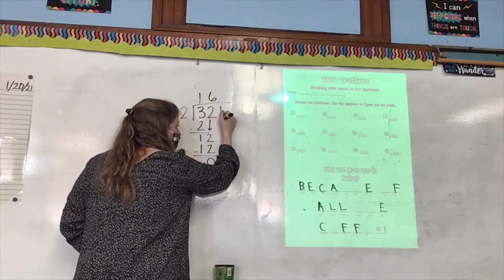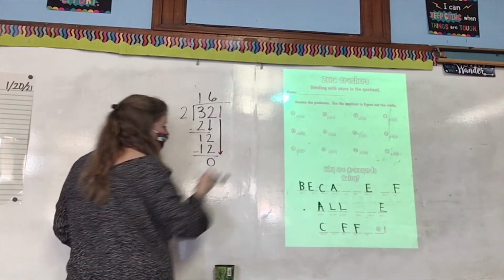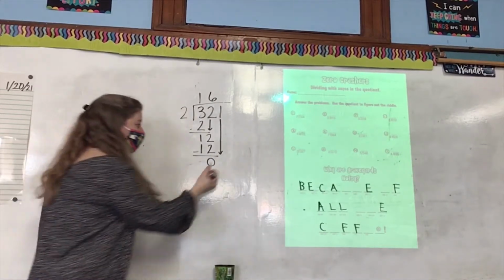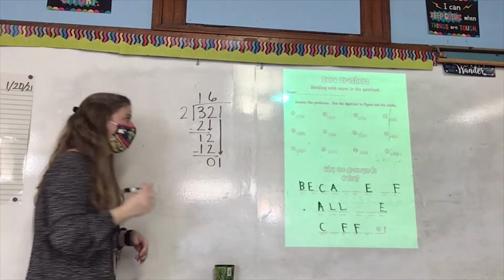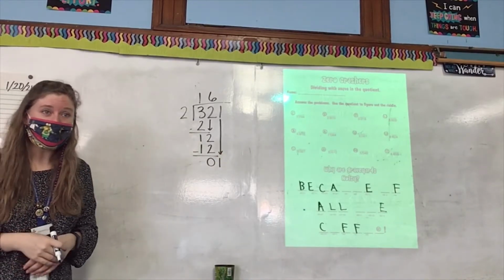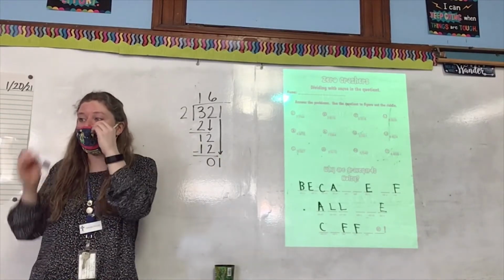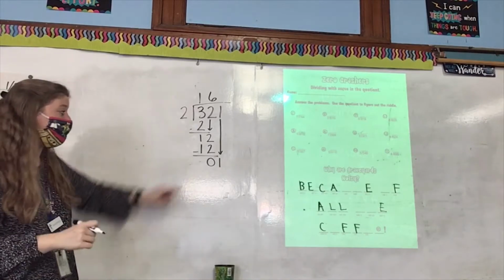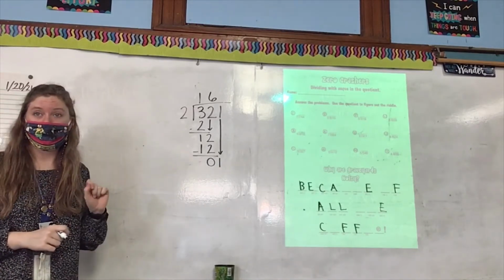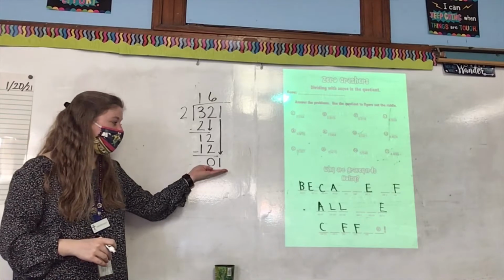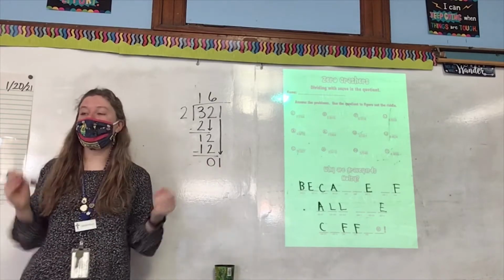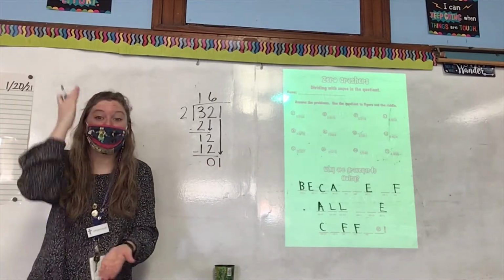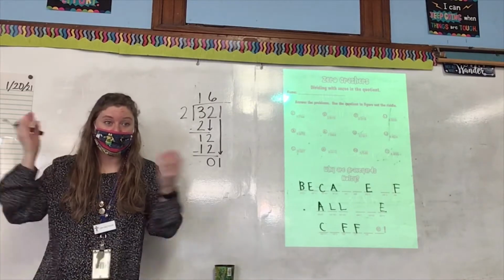So we're going to draw an arrow to show that we brought it down. We're going to write that digit we just brought down. Every time we bring down, we always, always, always create a new dividend. Our new dividend here is 1. Every time we bring down, the next step is always, always, always to divide.